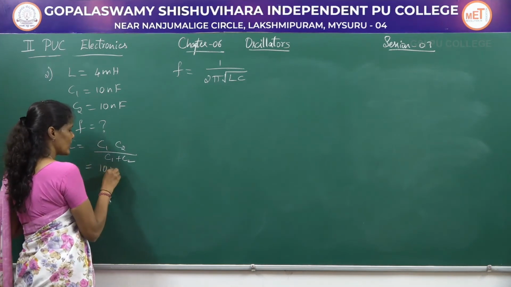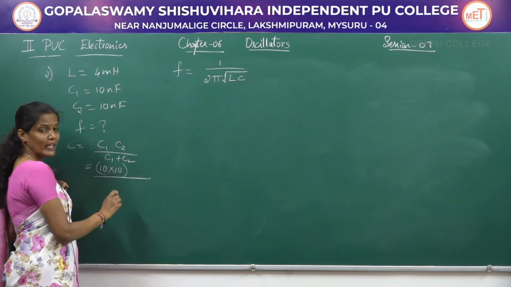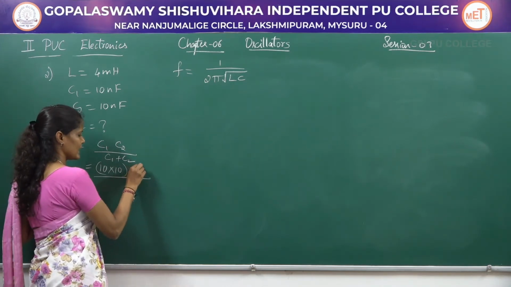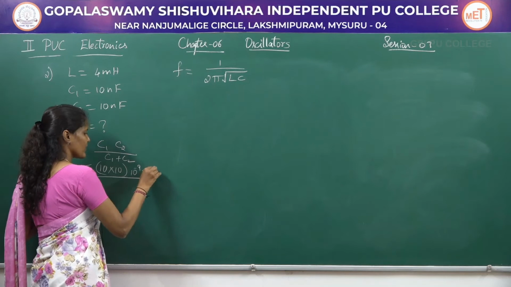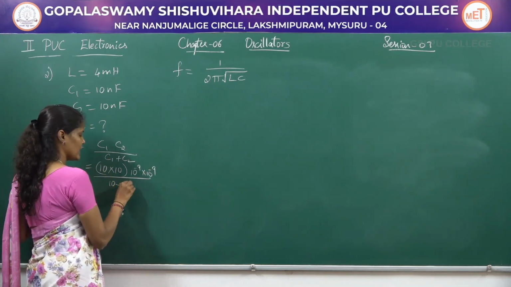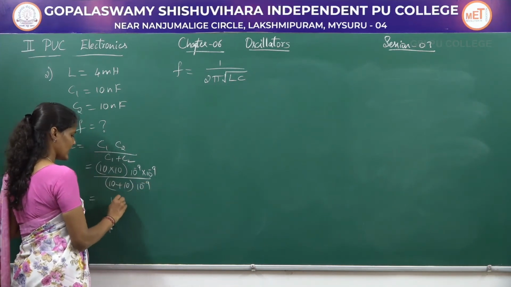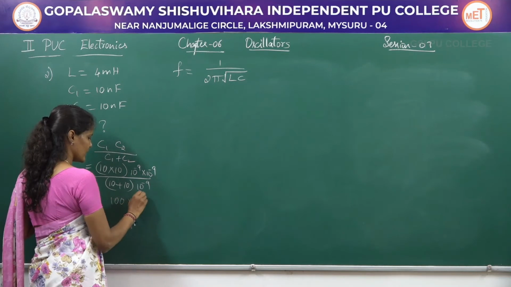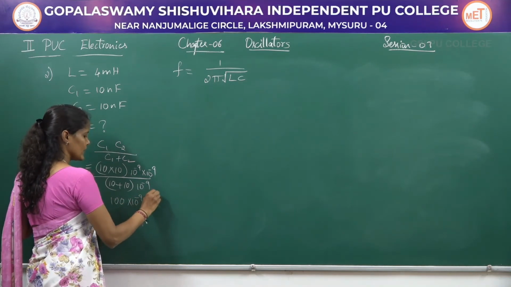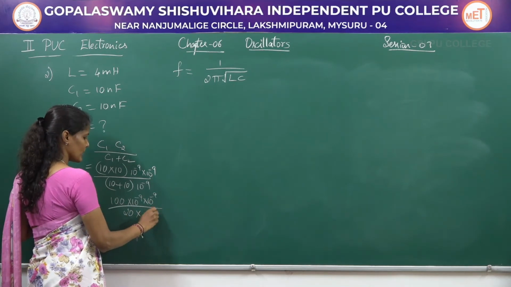C1 value and C2 value are both the same. So 10 into 10 into 10 to the power of minus 9 into 10 to the power of minus 9, let me retain that as it is, divided by C1 plus C2, 10 plus 10 into 10 to the power of minus 9. So 10 into 10 gives me 100 into 10 to the power of minus 9 into 10 to the power of minus 9, divided by 10 plus 10, which is equal to 20 into 10 to the power of minus 9.